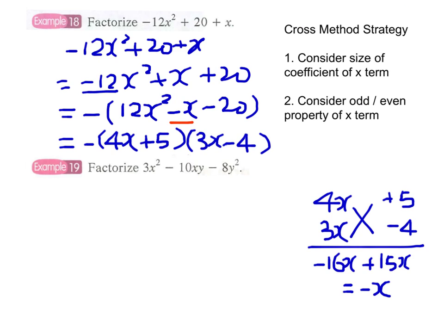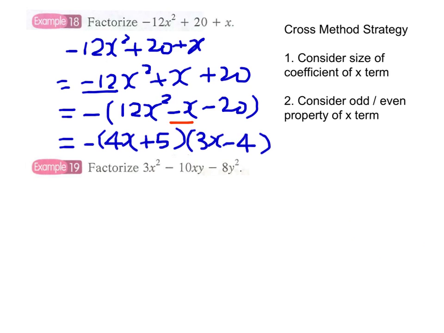And so we have two strategies for doing cross method. The first one, we have to consider the size of the coefficient of the x term. And the second one, which is much more important, is that we should consider the odd or even property of the middle x term. And note that two even numbers cannot give an odd number. If you have an odd number in the x term, you should have one odd number and one even number.